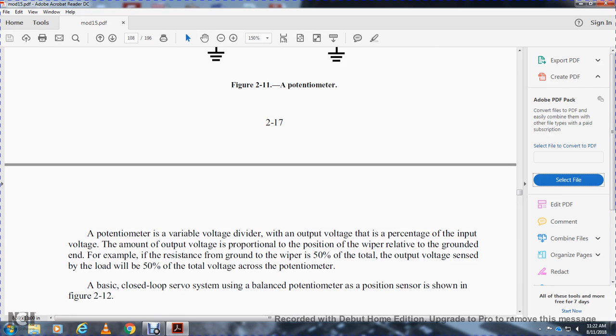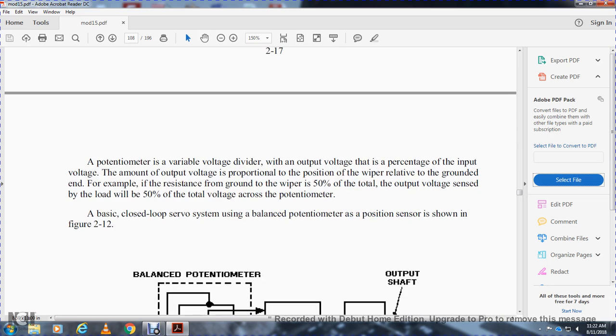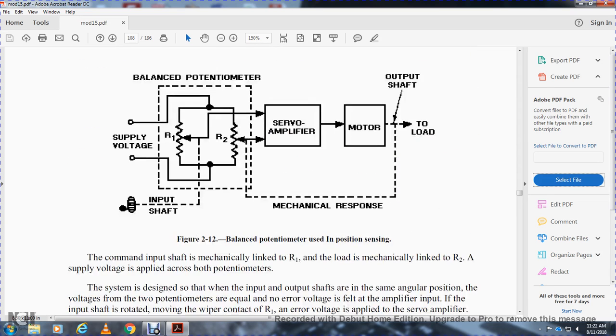A potentiometer is a variable voltage divider, with the output voltage a percentage of the input voltage. The amount of output voltage is proportional to the position of the wiper. For example, with the wiper at 50% of the resistance to ground, the output is 50% of the total voltage across the potentiometer. The basic closed-loop servo system with a balanced potentiometer and position sensor is shown in figure 2-12.